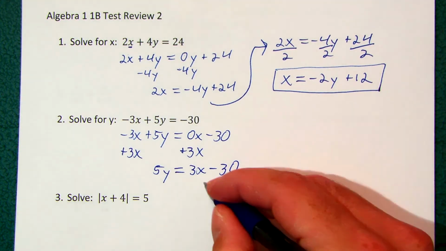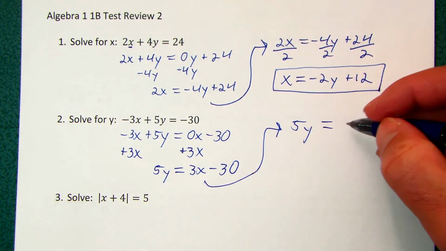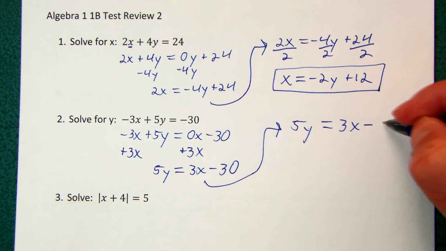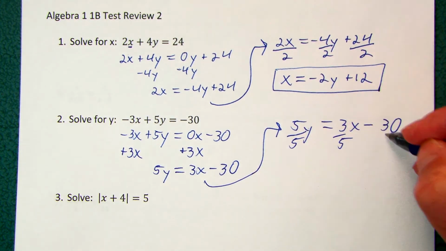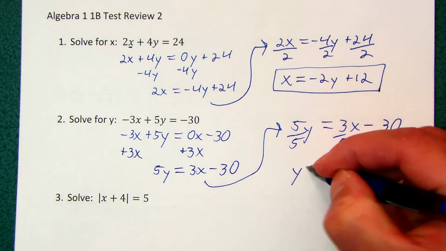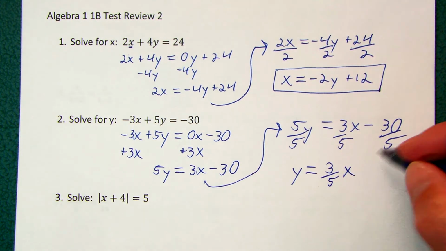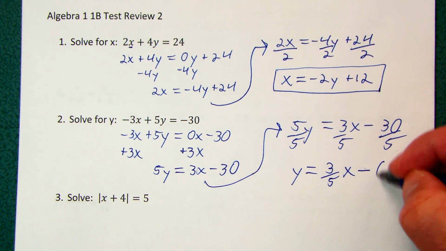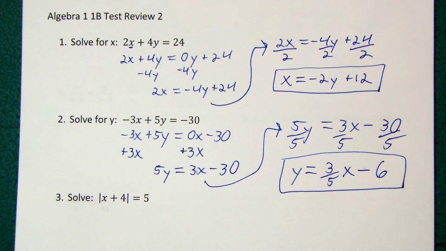So next up then, I got to divide everything by 5. So I still have 5 times y, so I'm going to divide everything by 5 to just get y equals. So that means y is going to end up equaling 3/5. Just leave it as 3/5 x. Don't have to reduce it anymore. 30 divided by 5 is 6. And now I'm done. Y equals 3/5 x minus 6.